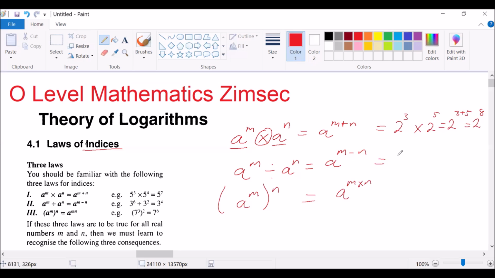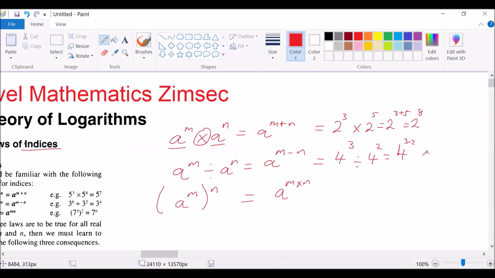If we had, for example, 4^3 divided by 4^2, the result would be 4^(3-2), which is 4^1, which is 4. So this is the division law. Then the power on power law, if we have (7^2)^4, say 7^(2 times 4), which is 7^8.